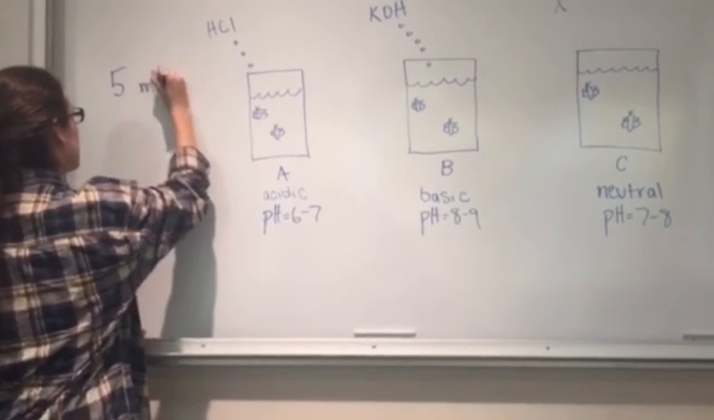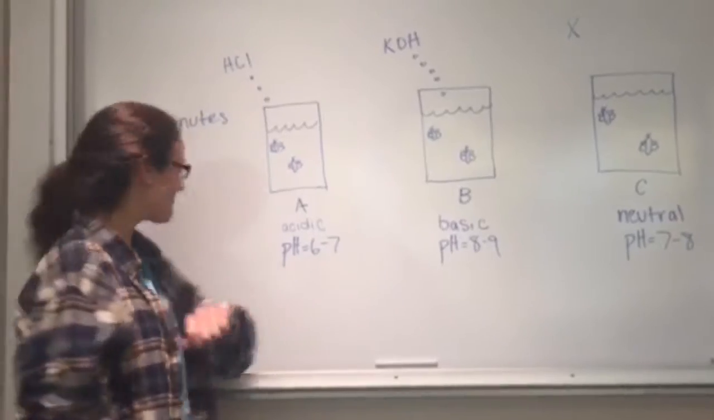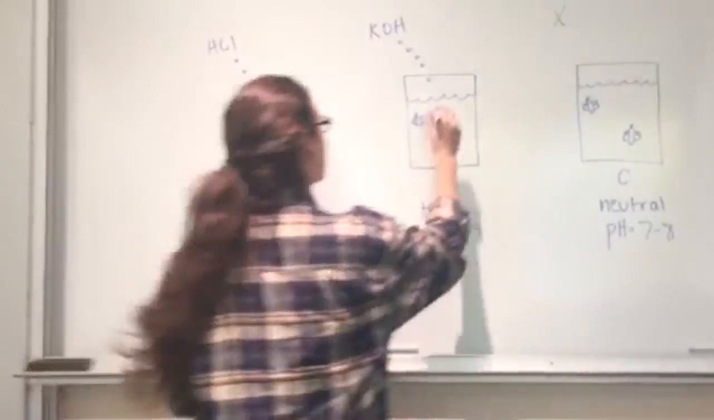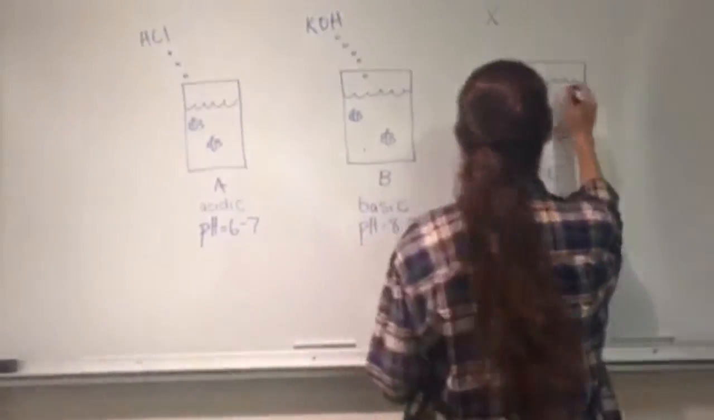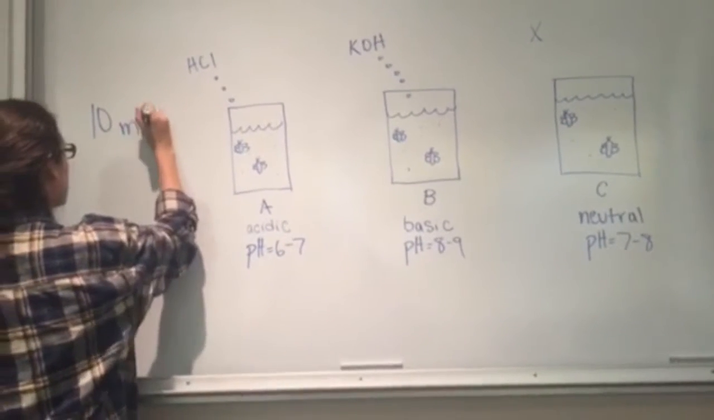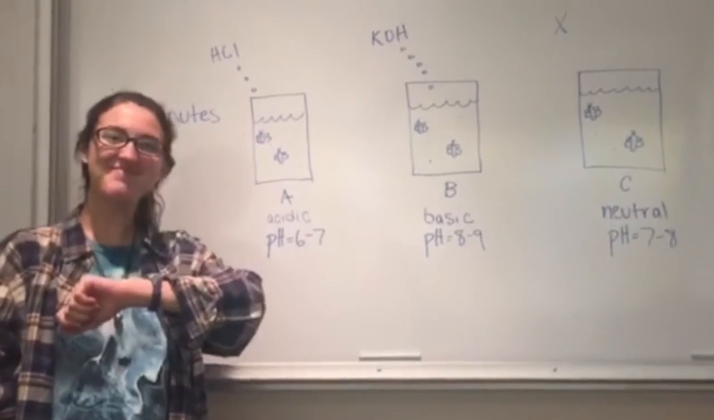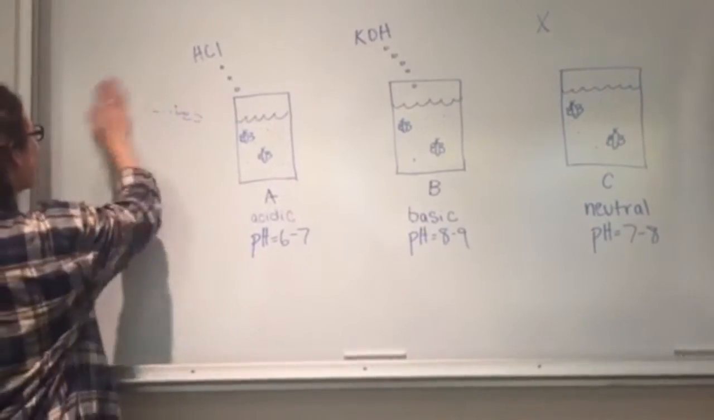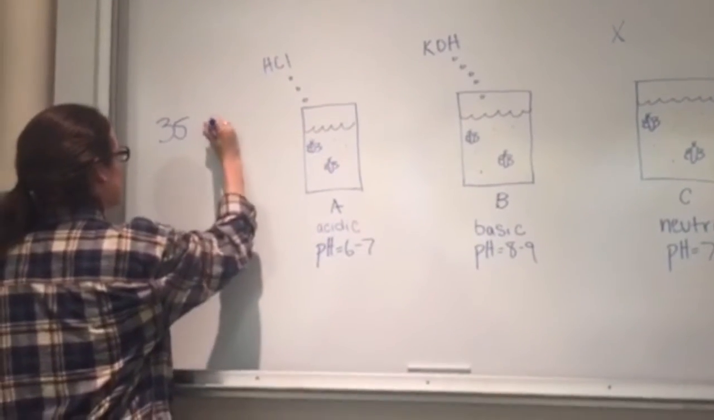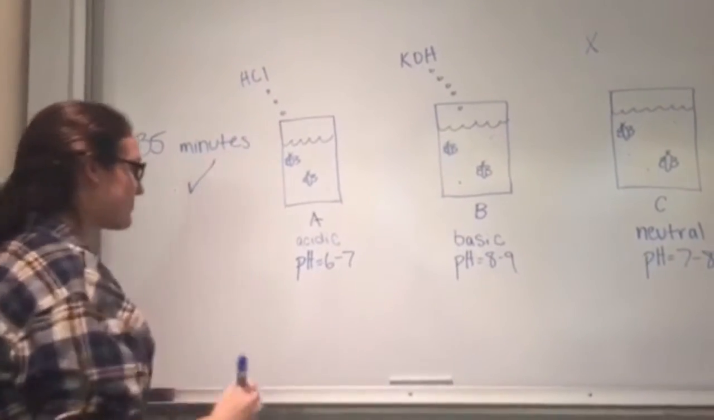We will add the dragonfly larvae and allow them to sit for 5 minutes to adjust to their new environments. Then we will add 5 brine shrimp to each container and allow consumption to take place for 10 minutes. We will then repeat this process a total of 3 times for a total of 35 minutes. Over the 35-minute interval, we will gather the quantitative data in regards to consumption levels. This concludes our experiment.